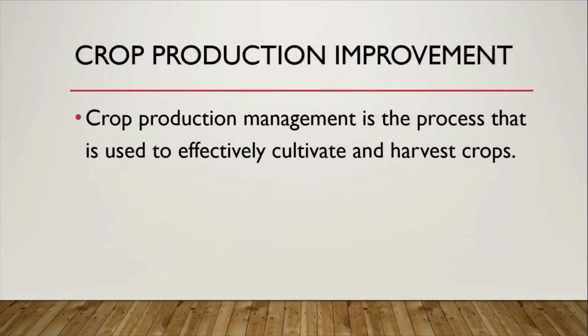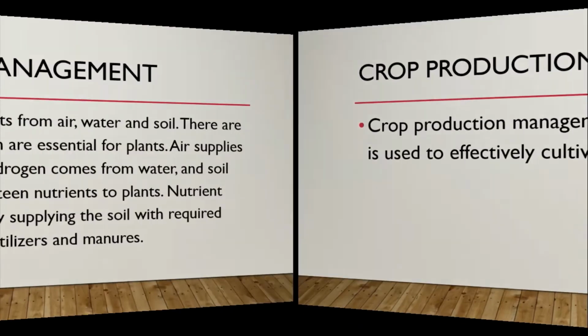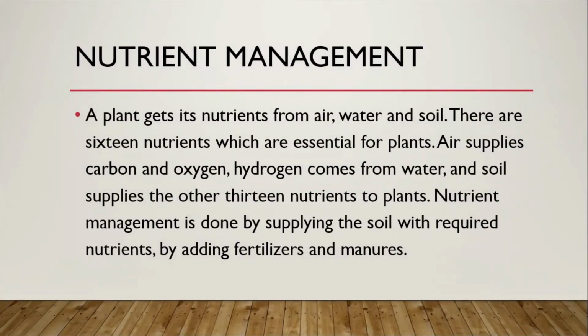Crop production management is the process that is used to effectively cultivate and harvest crops. Nutrient management. A plant gets its nutrients from air, water and soil. There are 16 nutrients which are essential for plants. Air supplies carbon and oxygen, hydrogen comes from water, and soil supplies the other 13 nutrients to plants. Nutrient management is done by supplying soil with required nutrients by adding fertilizers and manures.